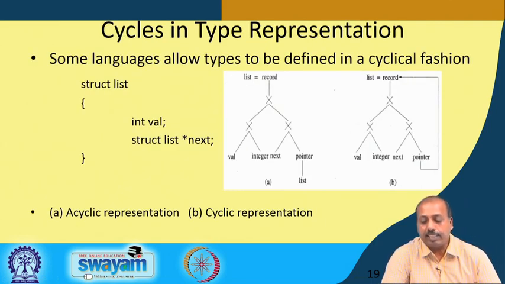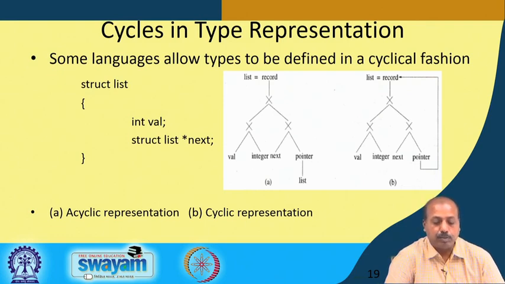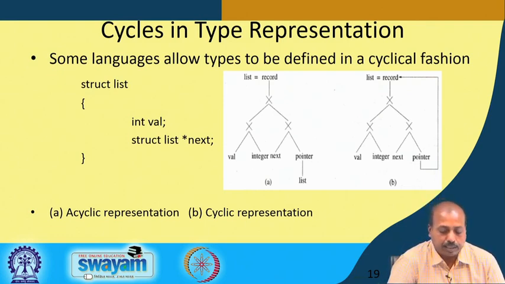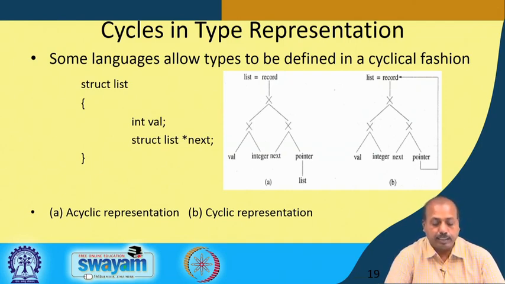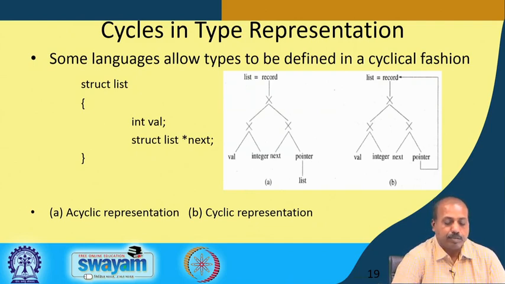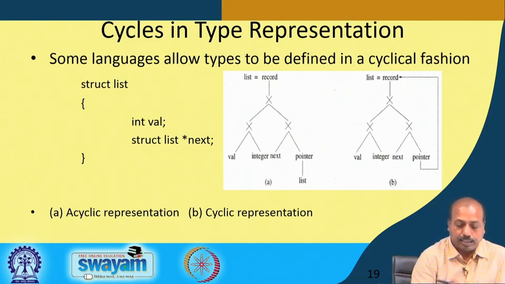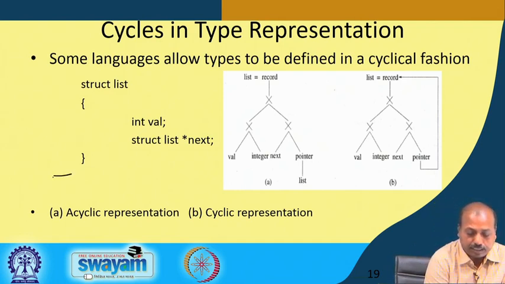So, there may be some cycles in some types of representation. This is particularly true when you have pointers. That is a cyclical representation, like in many languages. This is an example from the C language where we have a list. In this list, as the name of the structure suggests, these individual blocks have a value and a pointer to the next field. This field is called next, and it is pointing to the next element. This is again pointing to the next element. That way it is there.